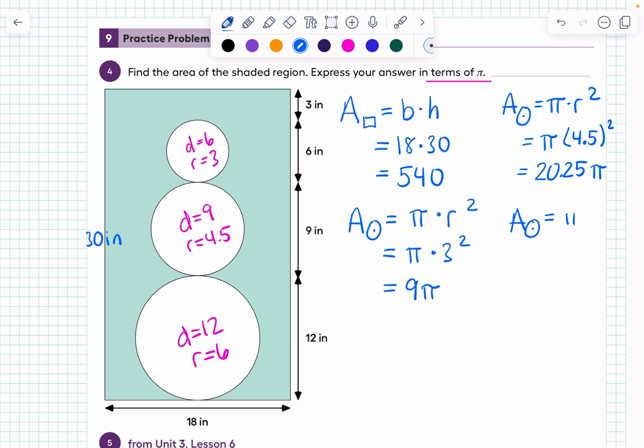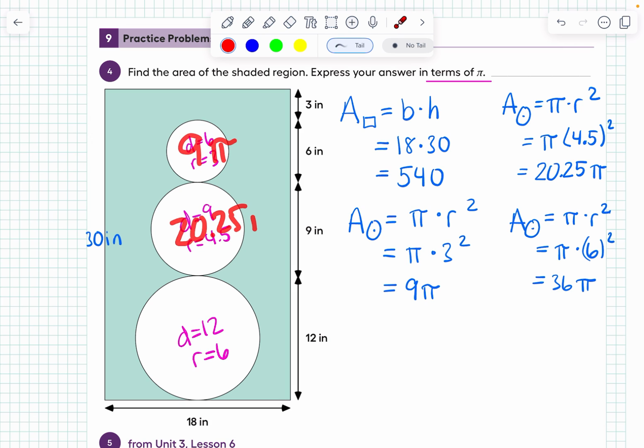So now we have the third circle, which is pi r squared, and we would have pi times 6 squared. And 6 squared is 36, and 36 times pi is 36 pi. So, ladies and gentlemen, this is 9 pi, this is 20.25 pi, and this is 36 pi.